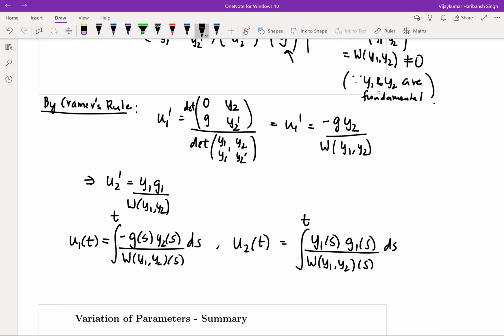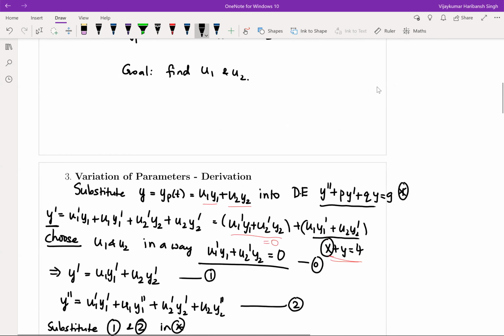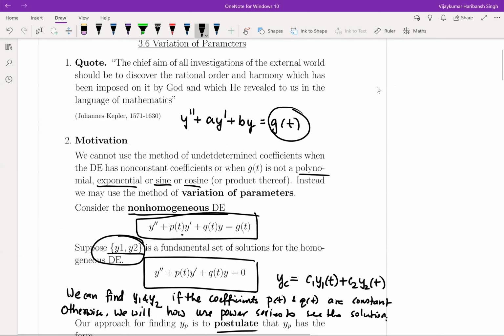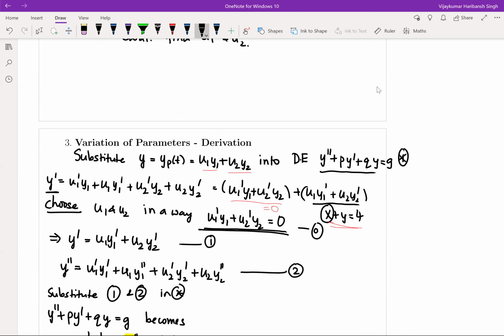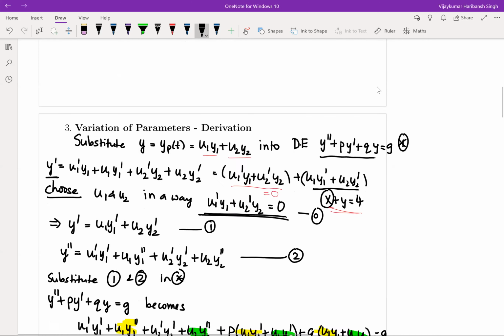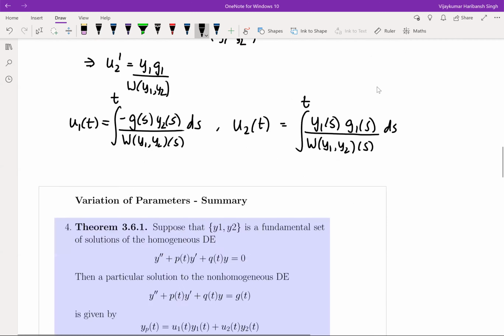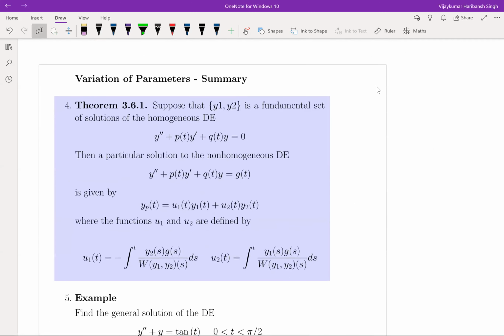Now you may say, well, why did you choose u1 and u2 in a way that they became zero? We chose it so that we could get a system of equations and solve it. Then the question: can we have chosen something else for u1 and u2? Perhaps you could have, and that would have worked as well, but we are choosing something which helps us solve this.